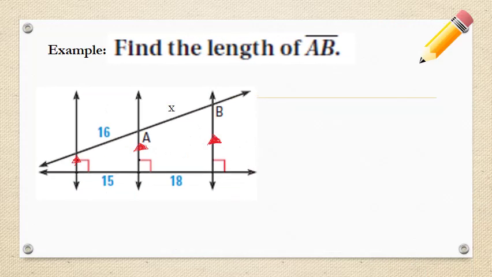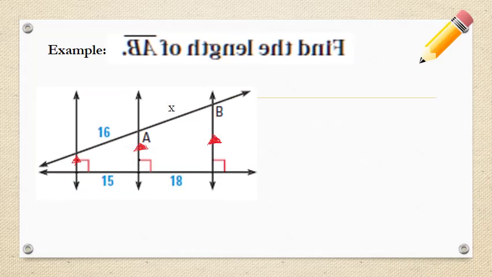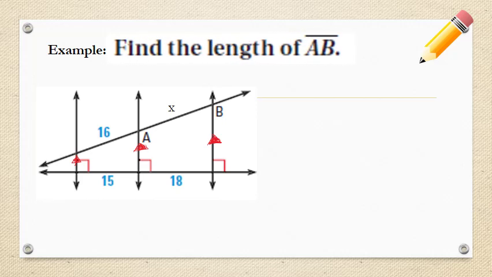Okay, so somewhere around your second theorem in your little purple foldable in your notebooks, write this example. We are trying to find the length of AB, so this value right there. So draw these three lines, these three parallel lines, and the two transversals that are getting intersected.